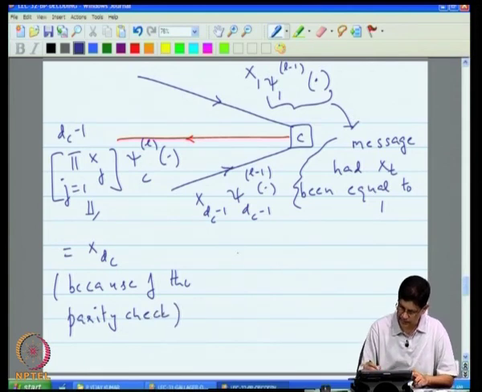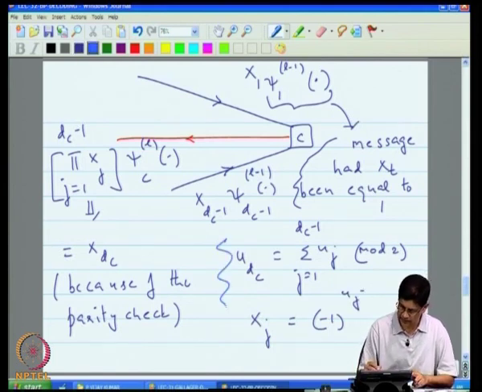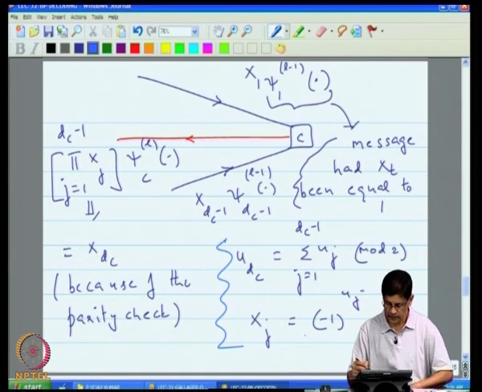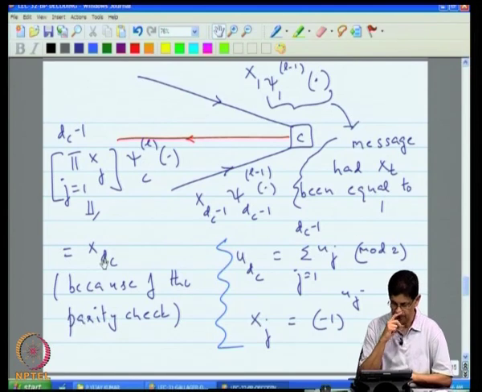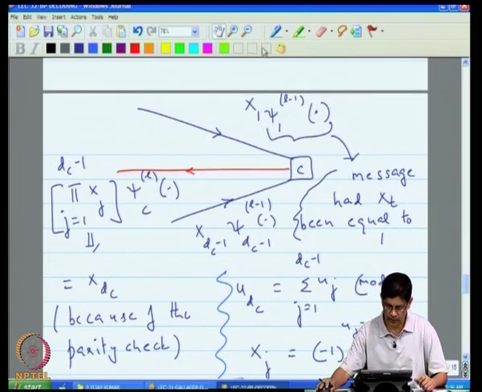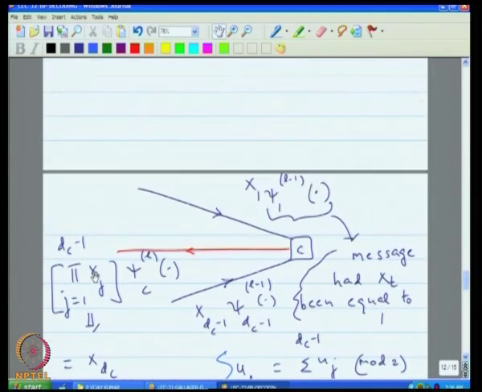That is because your parity check imposed the condition that u_dc was equal to the sum of u_j, j equal to 1 to dc minus 1, mod 2, and your xj was minus 1 to the uj. So when you look at the parity conditions in the plus minus 1 domain, the product actually equals x_dc. So what is happening here is that if your incoming messages are multiplied by the corresponding variables, then your outgoing message is also multiplied by the corresponding variable.